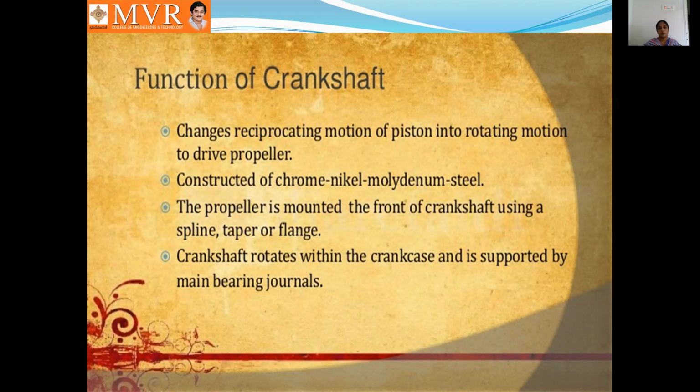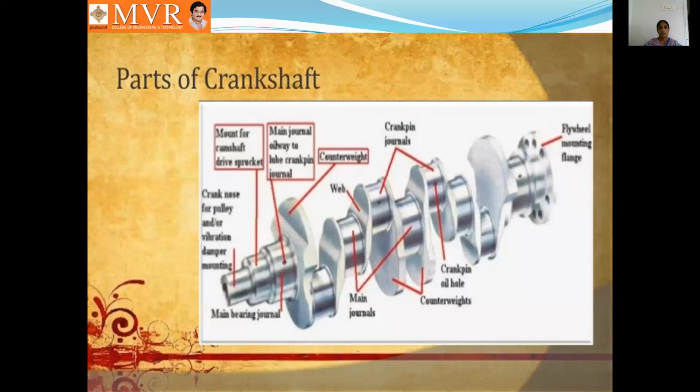The propeller is mounted on the front of the crankshaft using a spline, taper, or flange. The crankshaft rotates within the crankcase and is supported by main journal bearings.